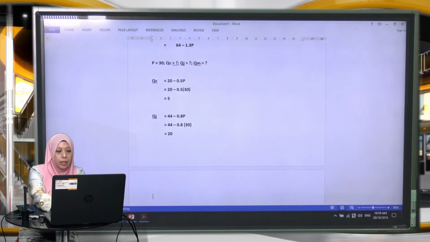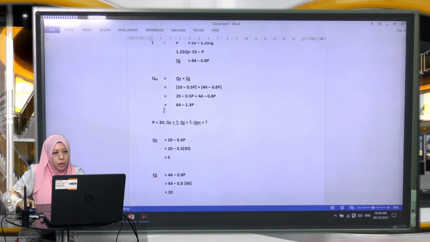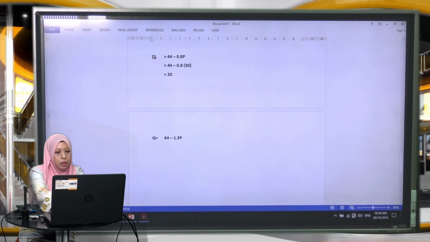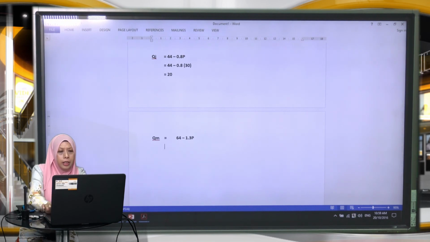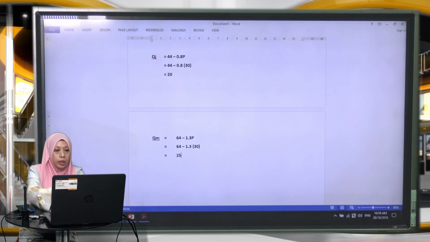And finally, the market demand. The market demand function, you have already derived it to be 64 minus 1.3p. So this is your market demand function, and you are asked to figure out what the value would be when price equals to 30. Plug these values into the calculator and you're going to end up getting 25 units.